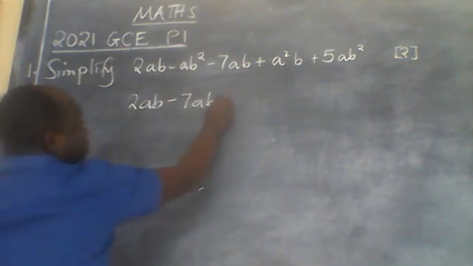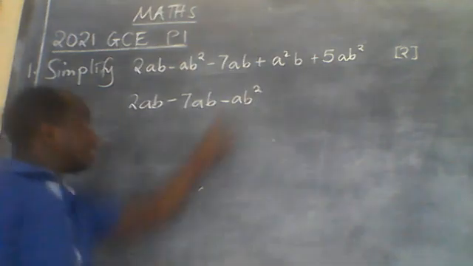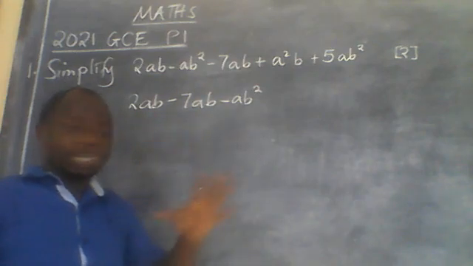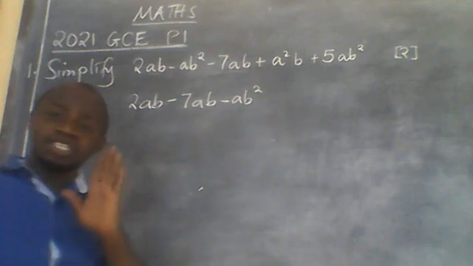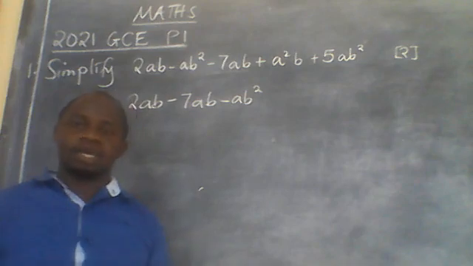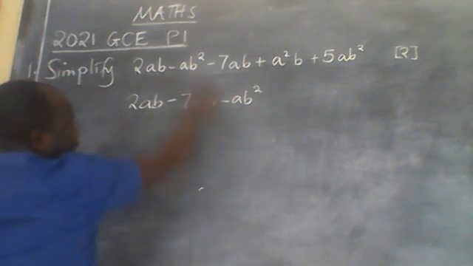Alright, negative, the way it is, negative ab squared. Please don't change the signs. I know you have that mentality when we say, since it was here, it has come to this, you change. No, you only change the sign when you are dealing with equations. Please.